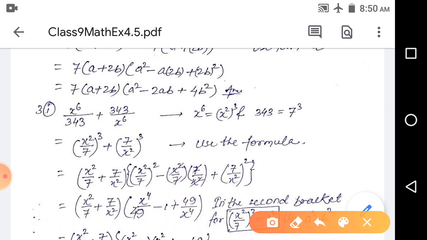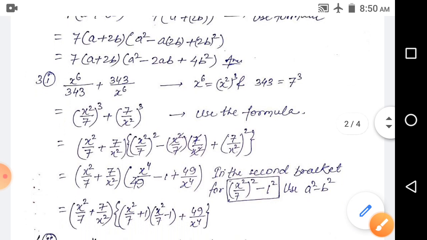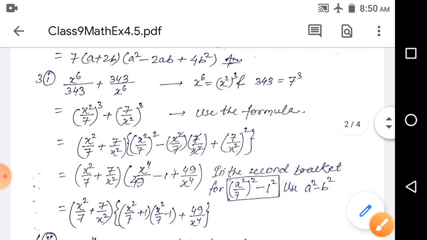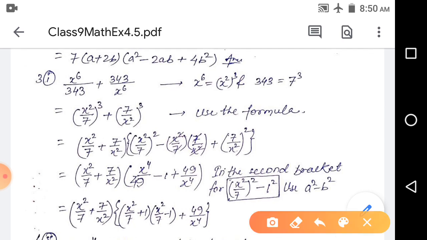question number 3a. For this question, here we have x to the power 6 by 343 plus 343 by x to the power 6. x to the power 6 can be written as x square whole cube, that is a cube of x square, and 343 can be written as 7 cube. Now we can rearrange those as the sum of two cubes, that is x square by 7 whole cube, because 7 cube is equal to 343.